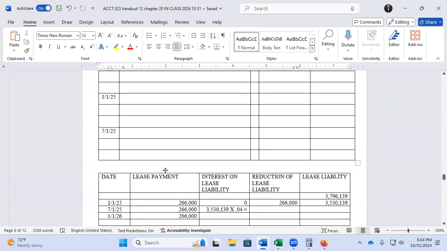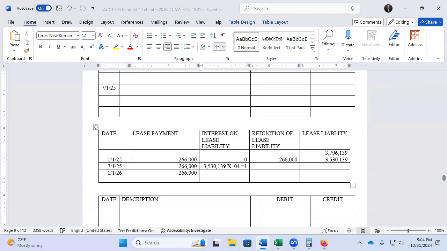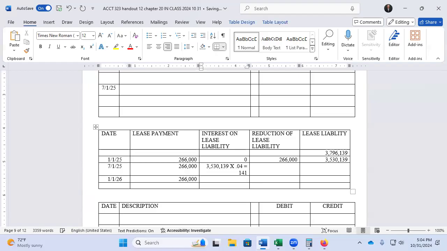So I always feel like you should start with this table, and I'll give you the information here. So this is 141,206. So take the 266 and subtract the 141,206, and that equals 124,794. And so now our new balance is 3,405,345.